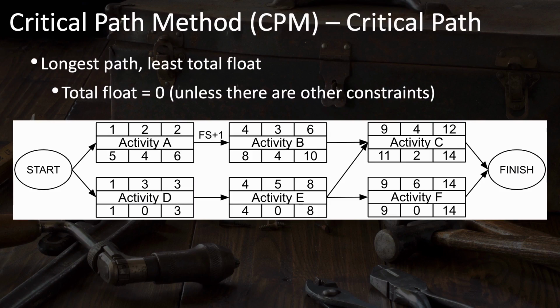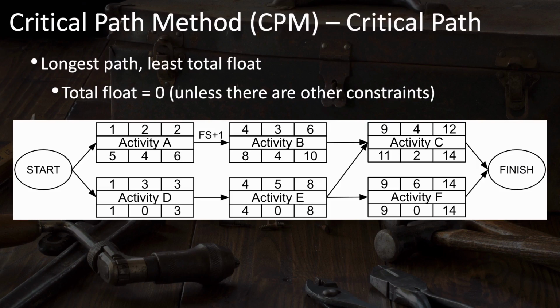But the third path of D, E, F across the bottom is the one that has activities that can't move at all without affecting the finish date. You can see from these activities and our calculation of total float that each of these activities have total float of 0. And so this entire path of DEF has total float of 0, which is one of the definitions of the critical path.